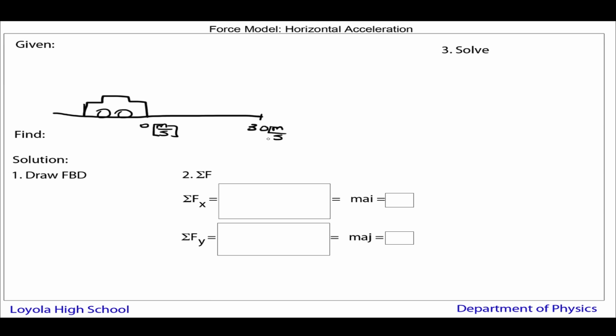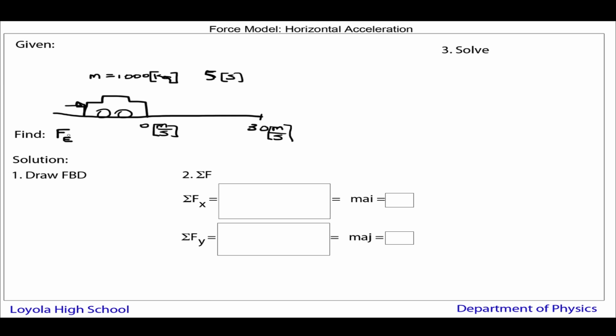And let's say it does this in a time frame of 5 seconds, which is pretty fast. It accelerates from 0 to 30 meters per second in 5 seconds. And the question is, how much force is acting on the car? The force of, let's say, the engine acting on the car to accelerate it at this rate. And let's say the mass is 1,000 kilograms. Okay, so we want to find the force on it.